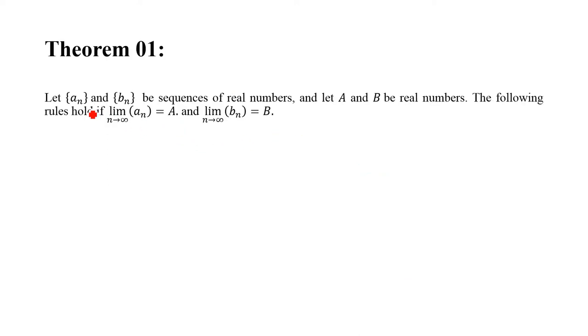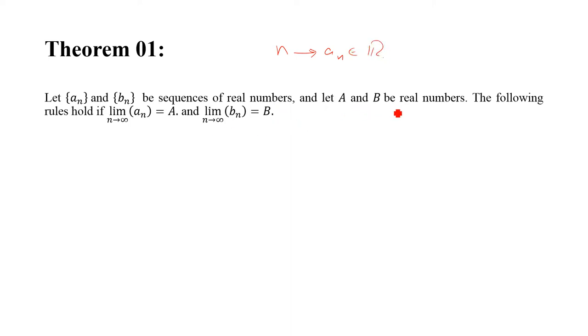Now there is a theorem about the relation between two sequences. Let a_n and b_n be sequences of real numbers. That is, these are functions from N to R. So n maps to a_n, which is a real number.